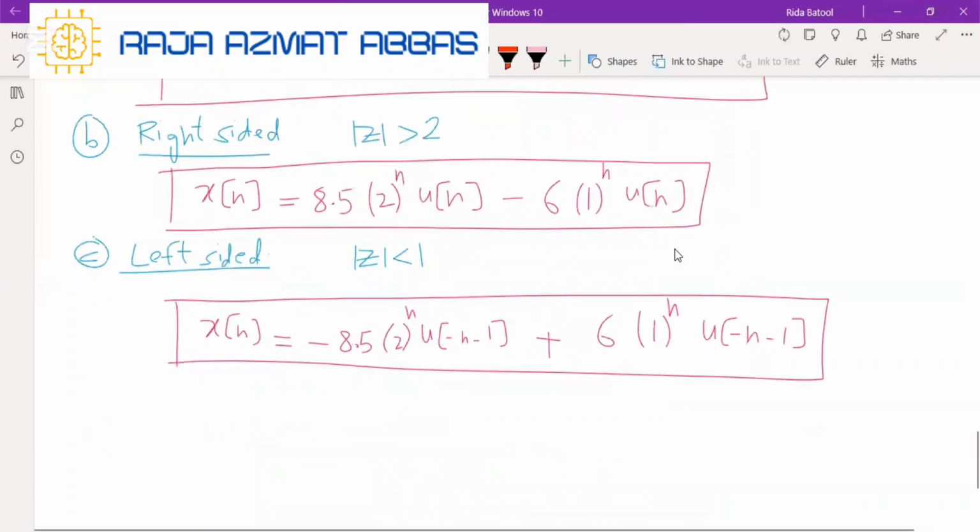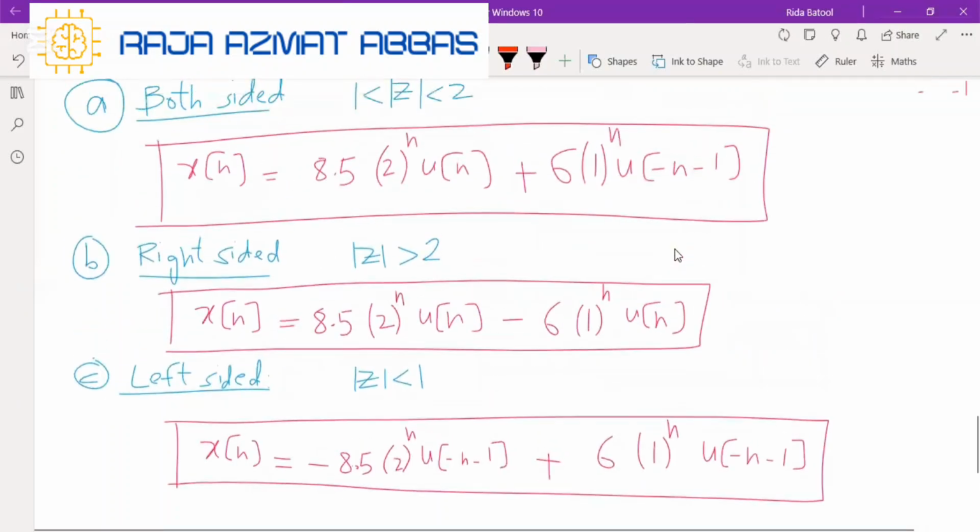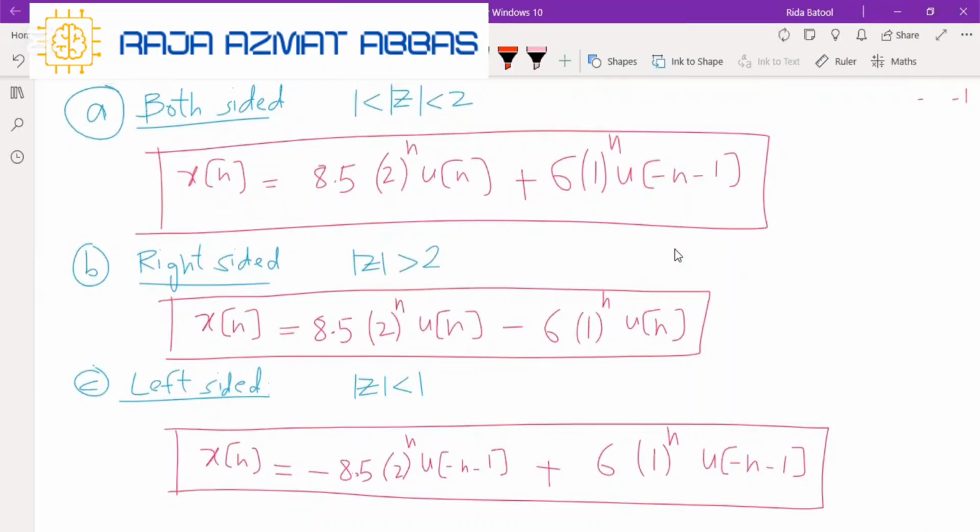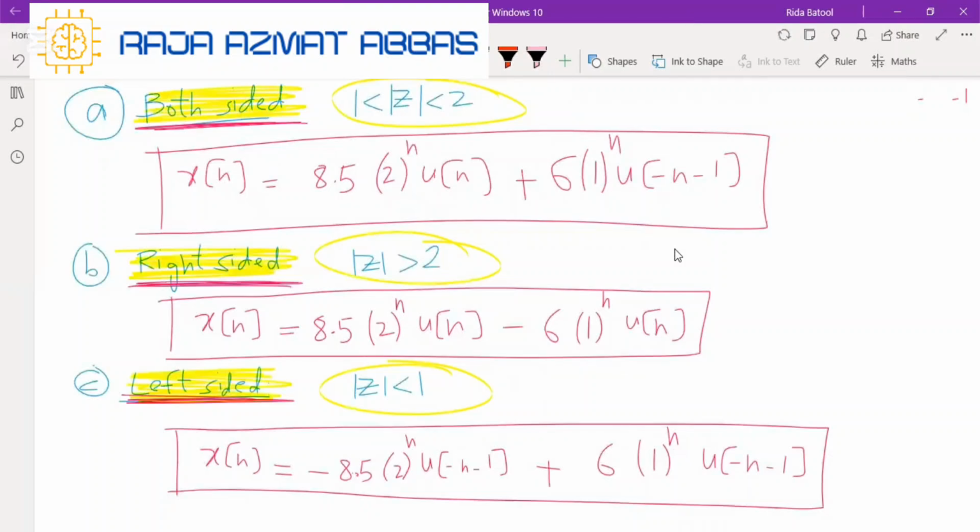Similarly, you have to write negative. Okay, it is already positive. So these are the final answers of all possibilities, if the signal is both-sided, right-sided, and left-sided. So we are done with all possibilities. You have to mention the ROC as well, because ROC does carry marks. So this is it for today.